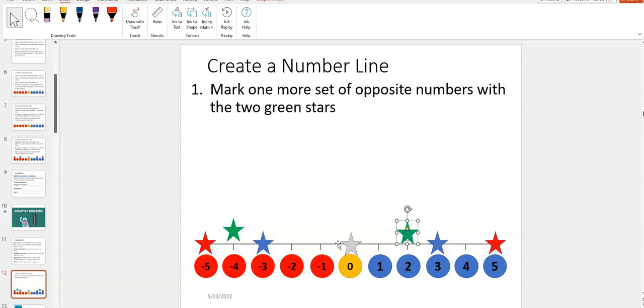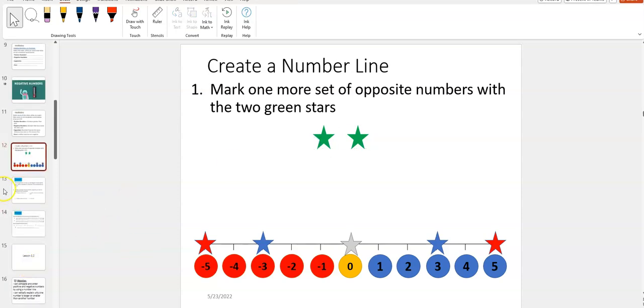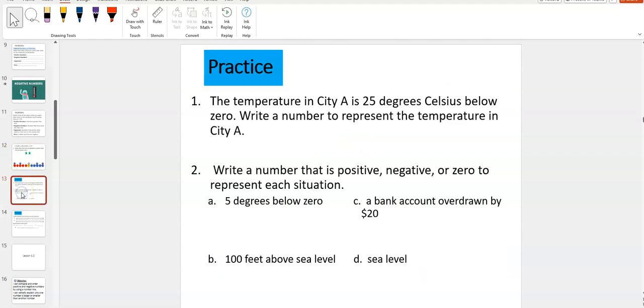What other one could you do? We could put our stars on 2 and -2. Those would be opposites. They're both 2 units from 0. And then there's one more set. We could do our stars on -1 and +1 because those are both opposites. Hopefully you are getting an idea of what an opposite is and how it relates on a number line. All right, so now you're going to do some practice problems here.